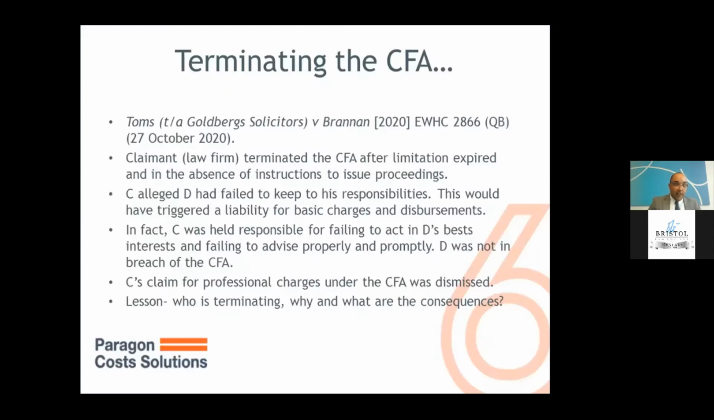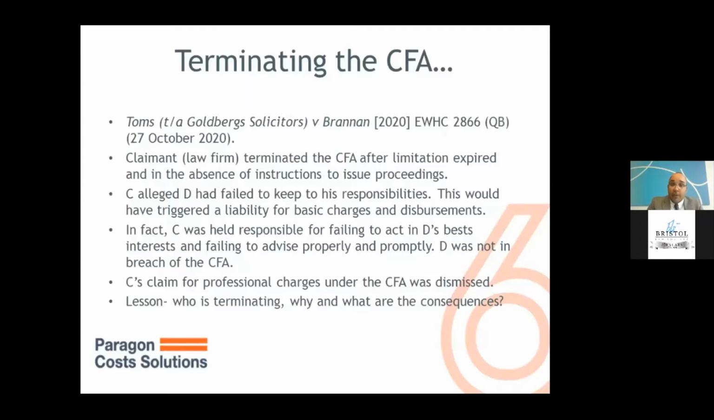There's been a number of cases which I think are important for you all to be aware of, and you'll see at the end of this I advise you all to have a close look at your CFAs and retainers to make sure that you don't fall foul of any of these recent cases. So the first one I want to talk about is the case on your screen, which is Toms versus Brannan. This was a case where the claimant law firm terminated the CFA after limitation had expired and in the absence of instructions to issue proceedings.